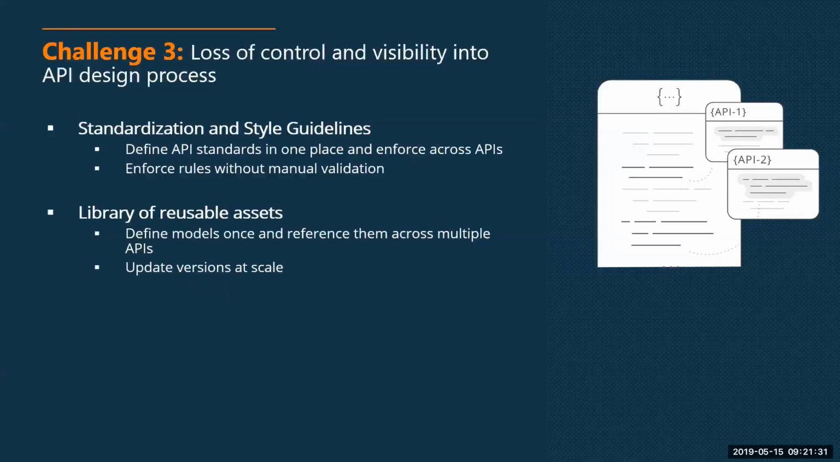Challenge number 3 was the loss of control and visibility into the API design process. I think this is probably a challenge that would be more common in the later stages, like we talked about phase 2 and phase 3 of the scaling process. So standardization, and by this I mean defining API standards in one place and enforcing them across APIs. A simple example of an API standard might be that all operations need to have at least one 200 response. You might think it's common sense or best practice, but that might not be obvious to all teams or all designers, and it might be something that you want to make sure is there in all of your API specifications.